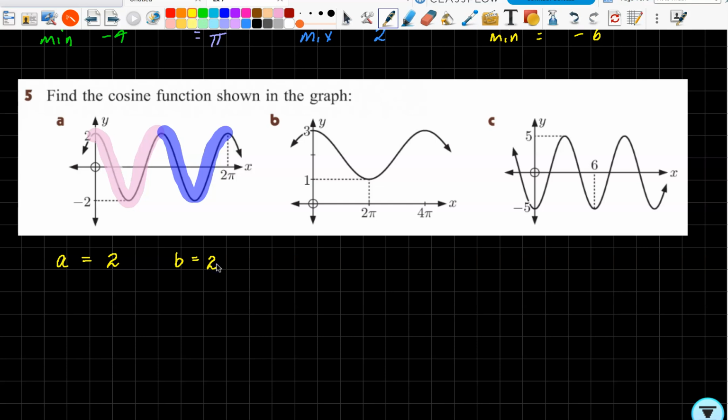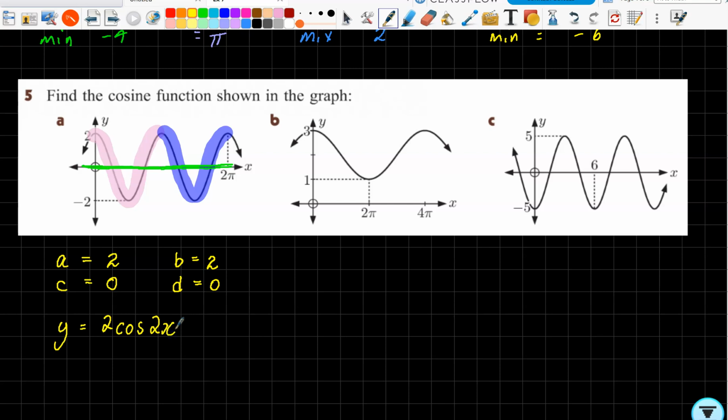Okay, has the graph shifted left or right? No. So our C is 0. And what does the D do again? That's your principal axis, that lifts it up, lifts it down. And so we can see right through here that our principal axis is in fact 0. Okay, so therefore pretty straightforward. We will have 2 cos 2x.